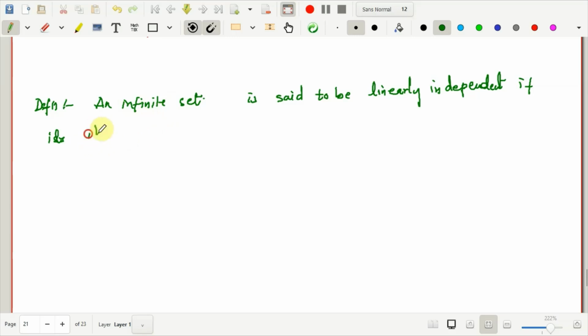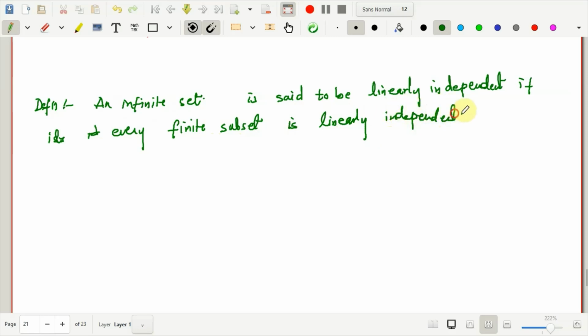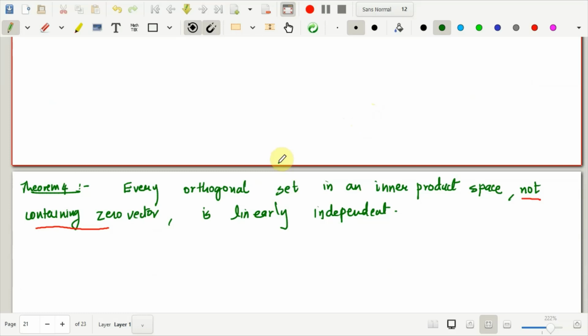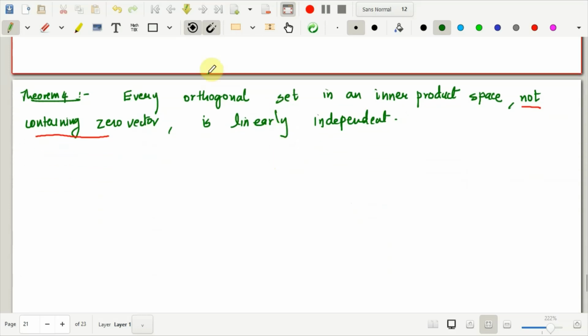Okay, so we required this definition because, to prove this, the given orthogonal set may be an infinite set also. So we will discuss this case-wise. In fact, one case is enough to show that every orthogonal set in an inner product space not containing the zero vector is linearly independent. So the first case that I'll take is that I'll consider an infinite orthogonal set.